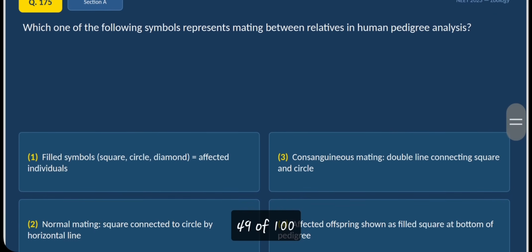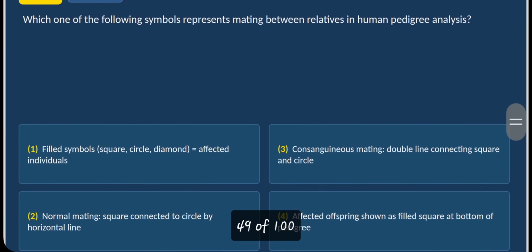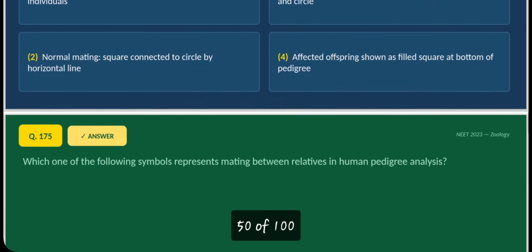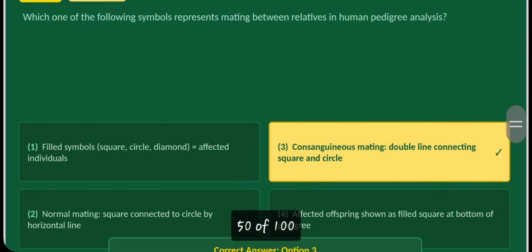So next question, which one of the following symbol represents mating between relatives in human pedigree analysis? Human pedigree analysis, the diagram part of it. So here the diagram part isn't there, sorry for that. So consanguineous mating, double line connecting square and circle. Mating between relatives in human pedigree analysis is the third one, consanguineous marriage or mating, where it is shown by double line connecting square male and circle female.